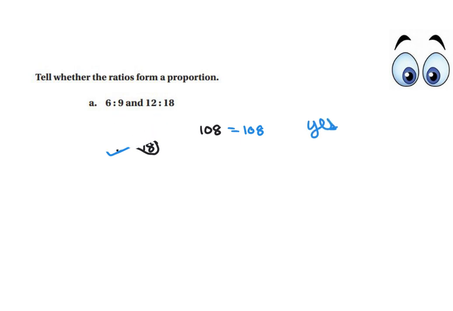However, I would also like you to notice that there is an easier strategy, and it's actually the first strategy I showed you. You can clearly see that 6 times 2 is 12 and 9 times 2 is 18. So in this case, just looking for that factor or relationship between the numerators and denominators is an easier strategy than trying to multiply large numbers.